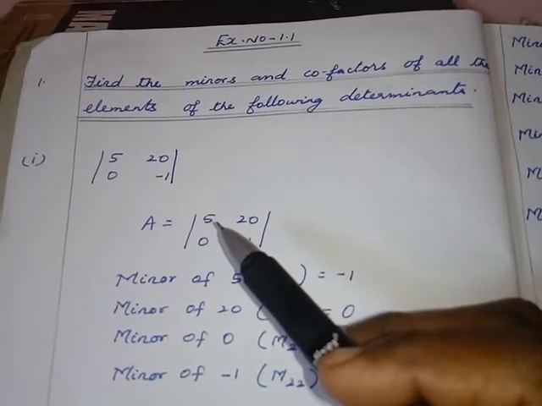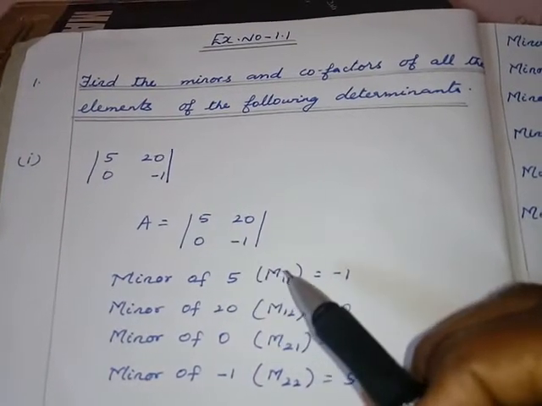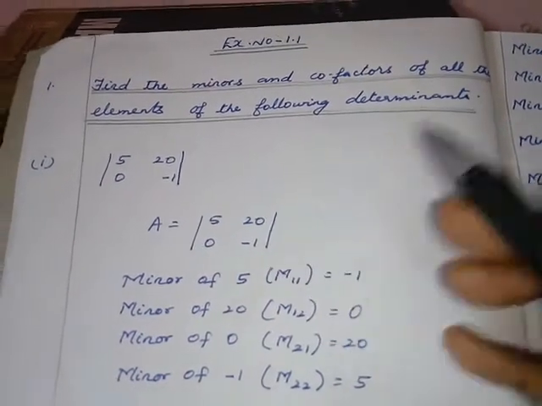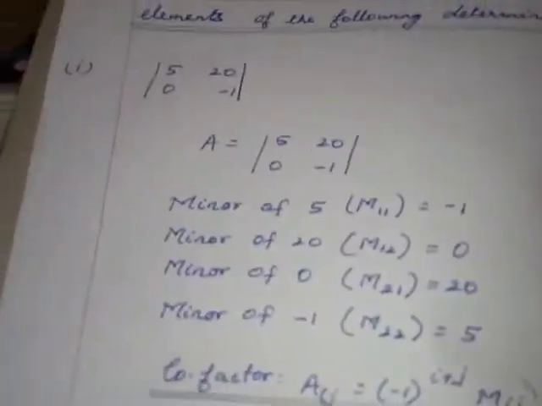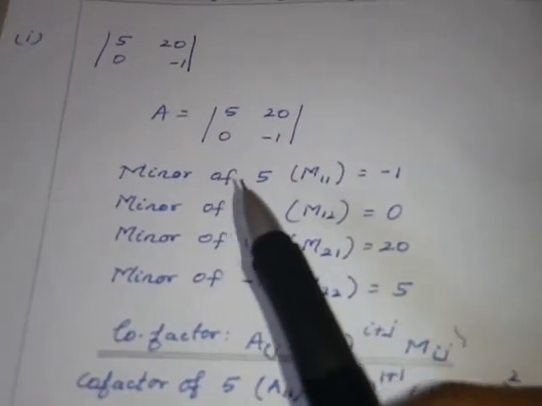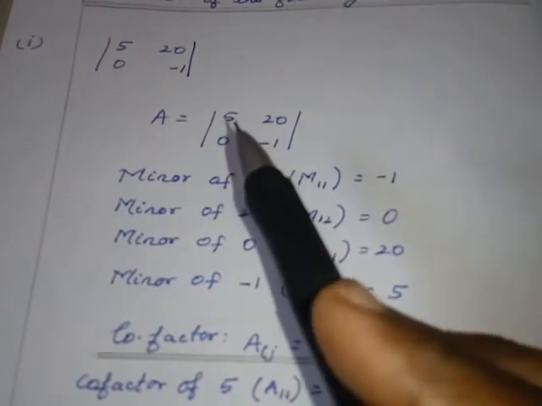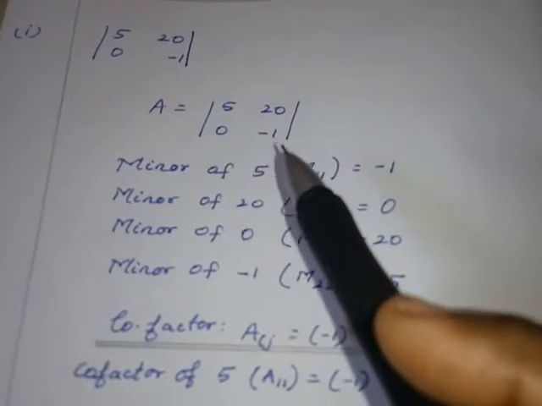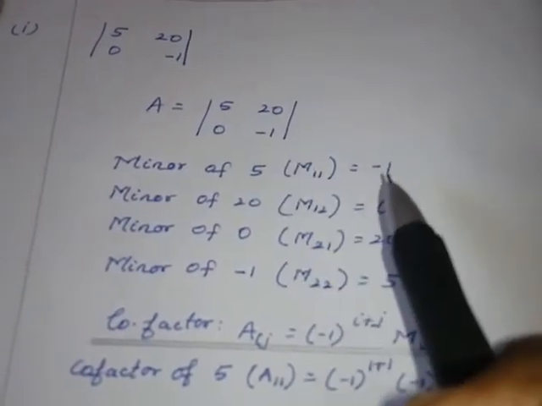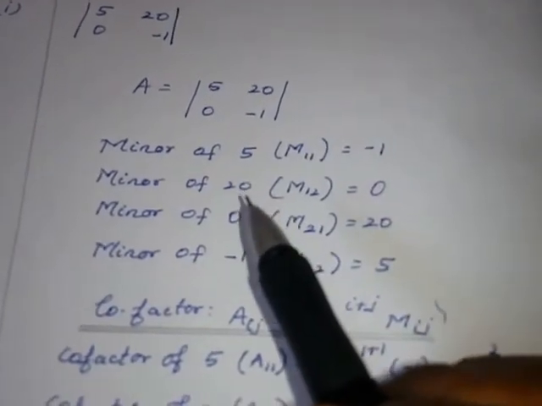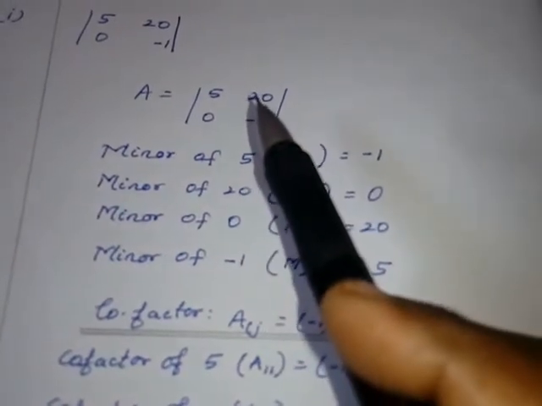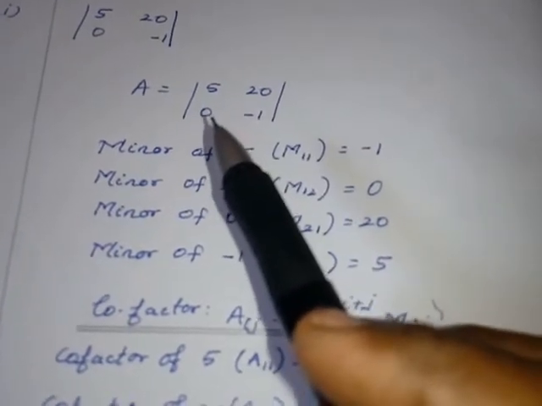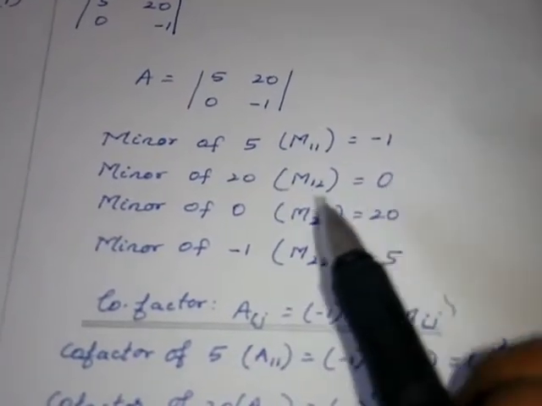So this location, minor of 5, M11, first row, first column. Minor will be denoted by the letter M. Now, minor of 5, M11. 5 is located here. Leave off this row and column. The remaining element is minus 1. That is your answer. Minor of 20. 20 is here. Leave off the row and column where 20 is present. Remaining answer is 0. That is minor of 20.